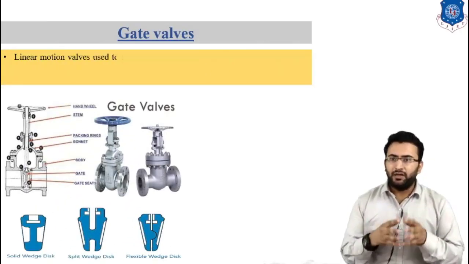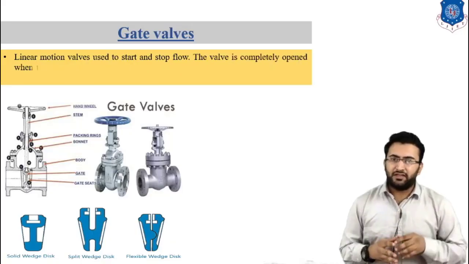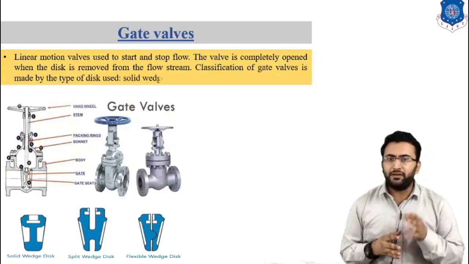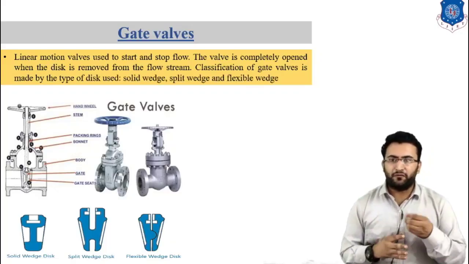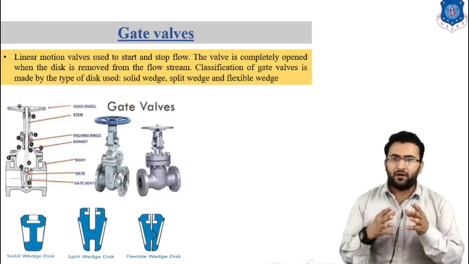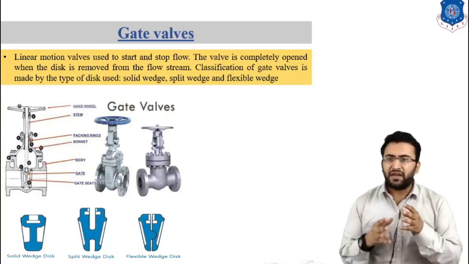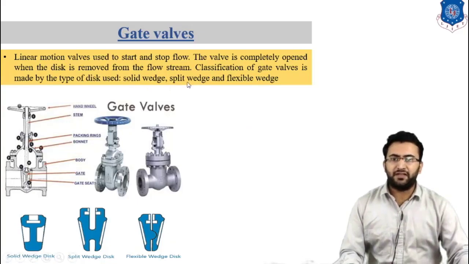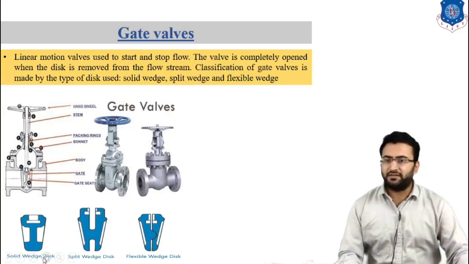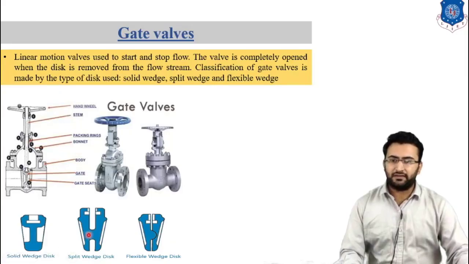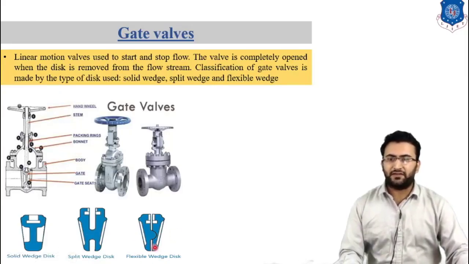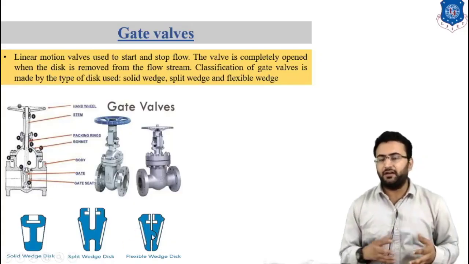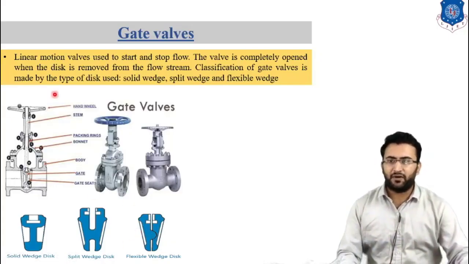Now let's talk about gate valve. Gate valve is a linear motion valve used to start and stop flow. The valve is completely open when the disc is removed from the flow stream. Classification of gate valve is made by types of disc used, such as a solid wedge disc, split wedge disc and flexible wedge disc. So this is one solid wedge disc, split wedge disc and flexible wedge disc. Flexible wedge disc is also known as a partial disc, and this is one type of gate valve.